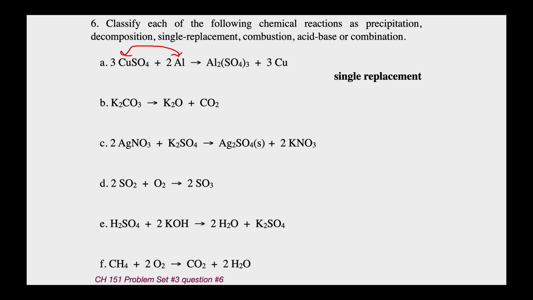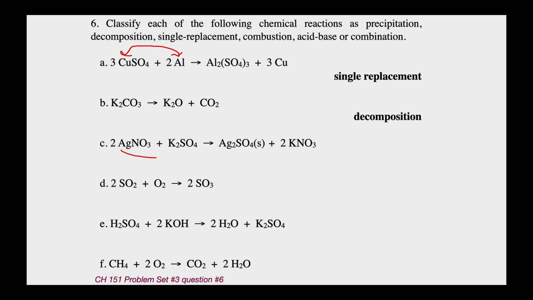Second reaction is potassium carbonate, K2CO3. It's breaking down to potassium oxide and CO2. Notice that there's only one reactant on this one, K2CO3. That one bigger molecule is breaking down to 2 or more smaller molecules, in this case K2O and CO2. That's called a decomposition reaction. Decomposition reactions only have one reactant, so that makes them not too hard to find. That's a decomposition reaction.